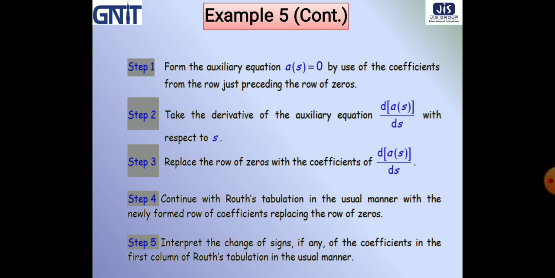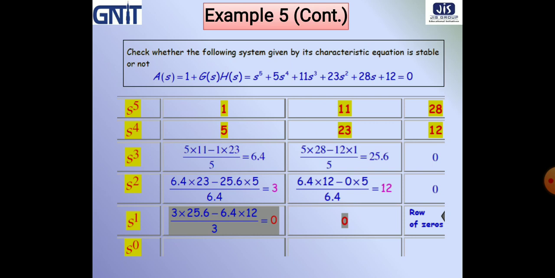Okay, so how do you have to do it? Here this is the row of zeros, and just take the row above, and the elements of the above row are 3 and 12. So the auxiliary equation becomes 3s square plus 12 into s to the power 0.